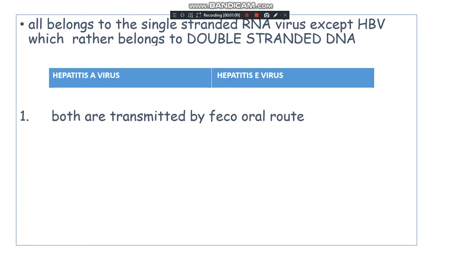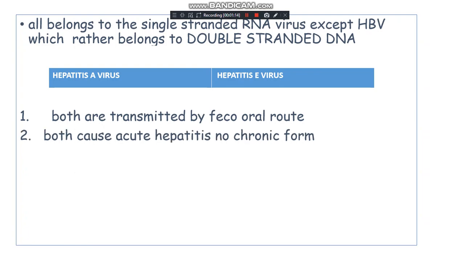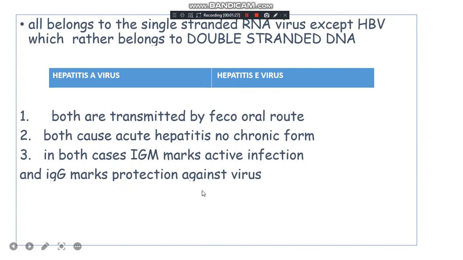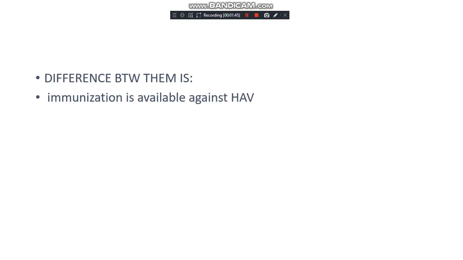Okay, so both are transmitted by the fecal-oral route. Both cause acute hepatitis, so there's no chronic form. Now, in both cases, IgM marks active infection. However, IgG marks protection against the virus. That means whenever IgM is elevated, the patient is going through an active infection. But when IgG is elevated, that means the patient is recovering. Okay. So, what is the difference between them?